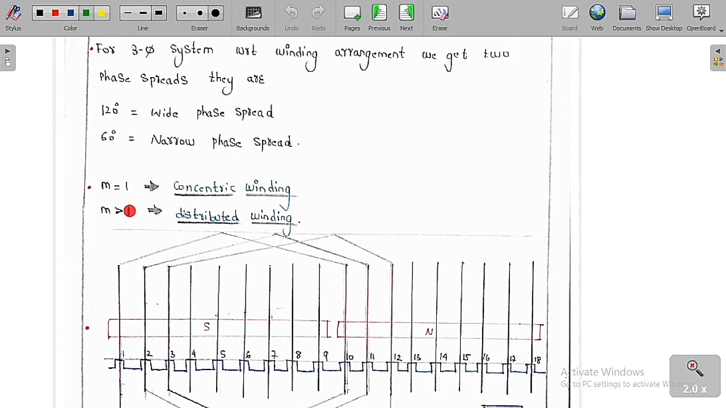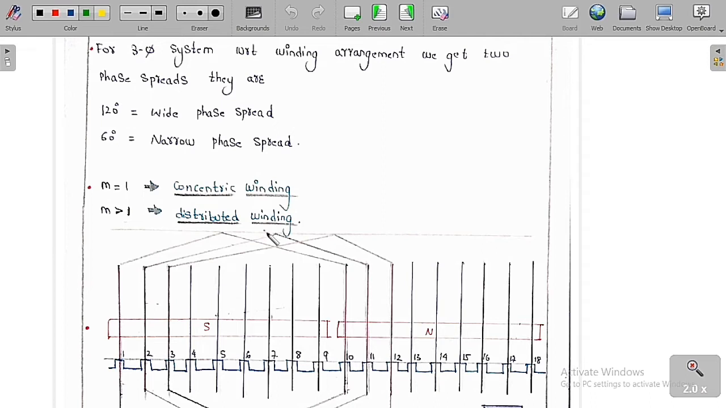So m is equal to 1. Whenever m is equal to 1, it is said to be concentric winding. But whenever m is greater than 1, it is called a distributed winding. It's a very important thing that you always have to remember.